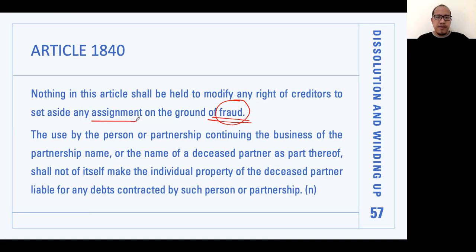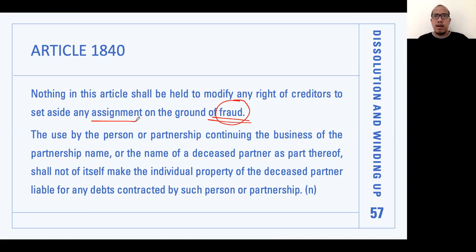And then finally, final portion na ito ng 1840: the use by the person or partnership continuing the business of the partnership name or the name of a deceased partner as part thereof shall not of itself make the individual partner or the deceased partner liable for any debts contracted by such person or partnership. We have learned doon sa mga unang topics natin, previous topics natin, that a partnership shall operate using a partnership name. And we have rules regarding partnership names, di ba?